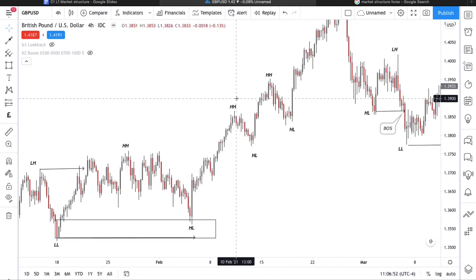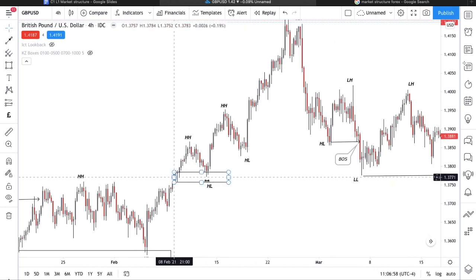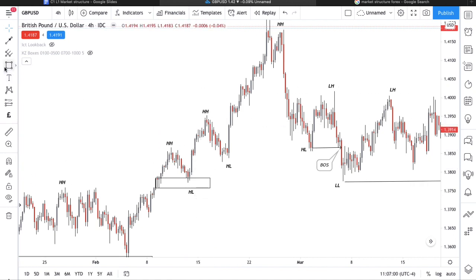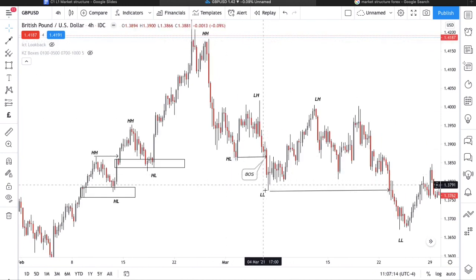Price creates a higher high, pulls back, creating a higher low, and as we can see here, clearly mitigating this 4-hour demand zone. Price then again breaks this structure, this structural high, pulls back, and mitigates this demand zone. Price then creates a higher high, and then so on. And then that's when we got that break of structure, right?